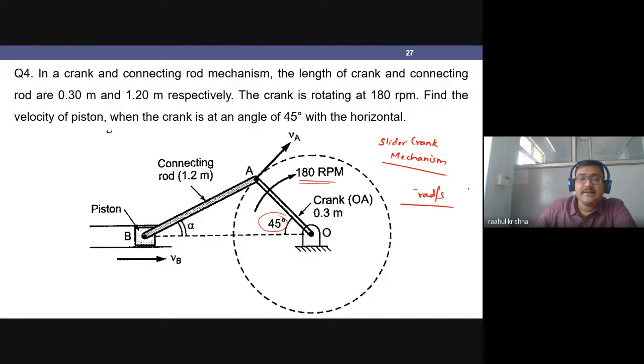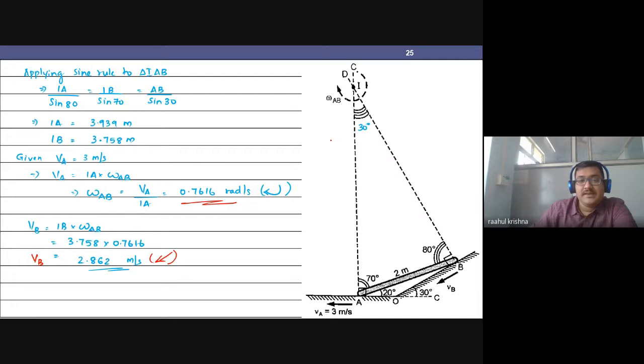Our calculation is in radians per second. So now, firstly I'll have to convert the RPM to radians per second. Then I'll have to find out VA. For VA, we are using the relation for my ICR for the connecting crank. So I have VA equal to IA into omega AB.